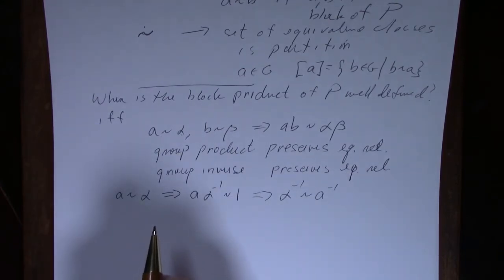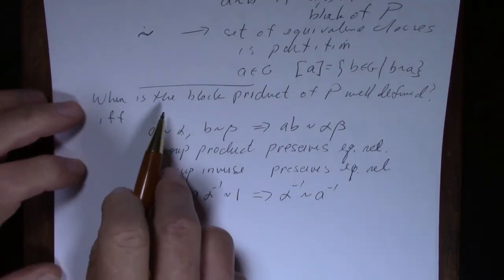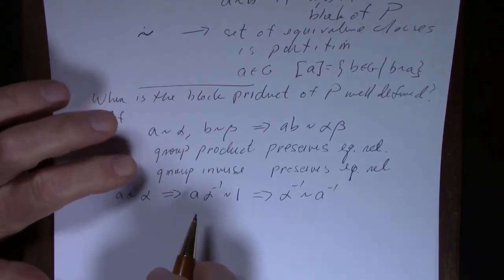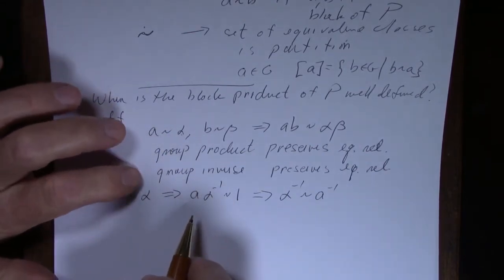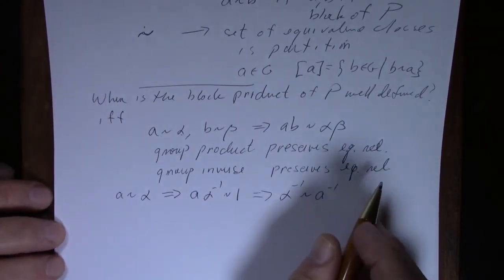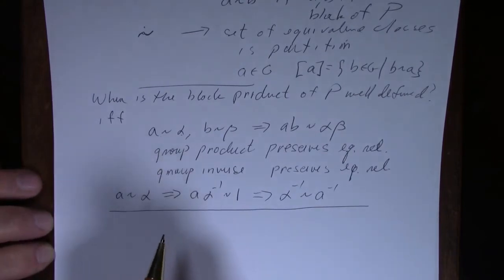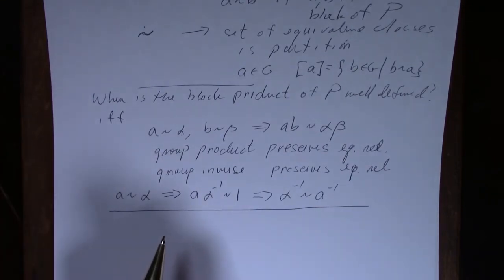So in this case, if the block product is well defined, then both group operations, product and inverse, will preserve the same block equivalence relation. That's a very special situation that deserves a definition, in fact.